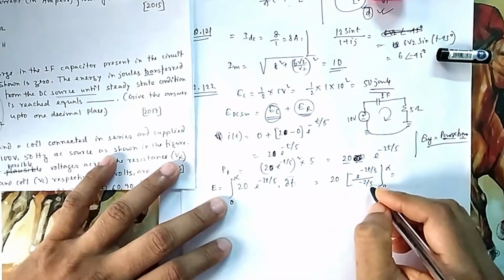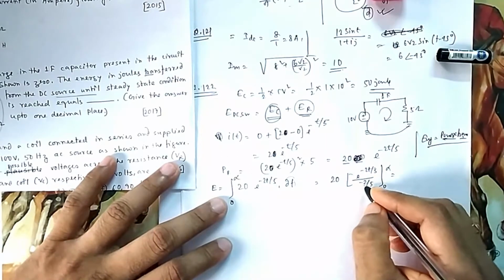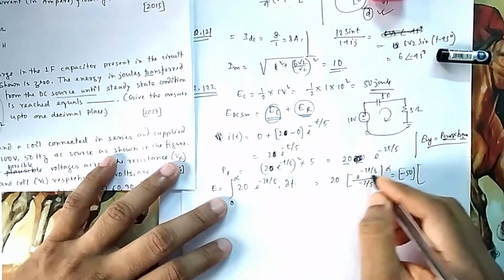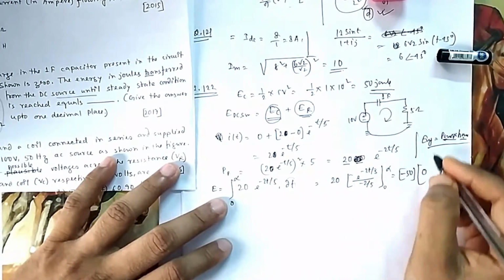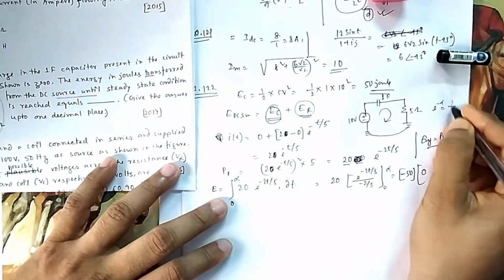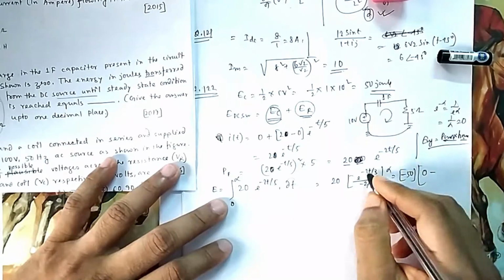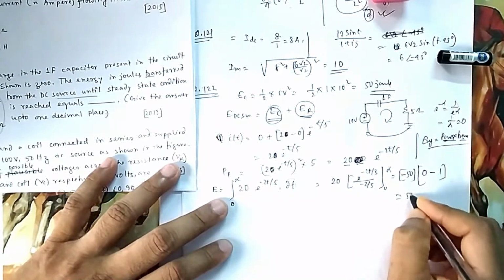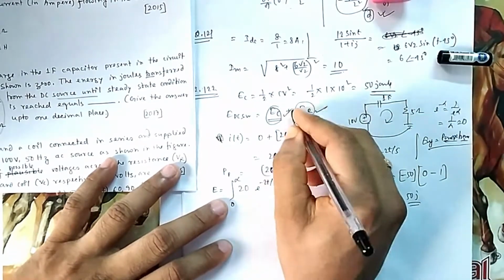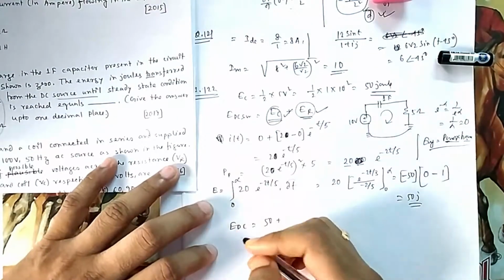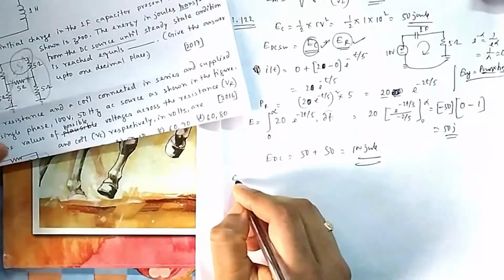So here it will be 5, then 2, then 10, so it will be minus 50. And if you put infinity, e to the power minus infinity is 1 by e to the power infinity, that is 1 by infinity, that is 0. Then 0 minus, if you put 0, 1. So it is 50 joule. So 50 joule is stored here and 50 joule is dissipated here. So the total energy coming out of the DC source is 50 plus 50, 100 joule.